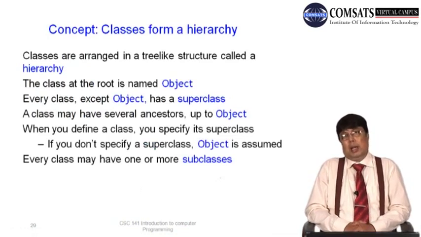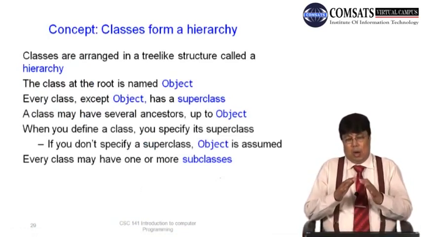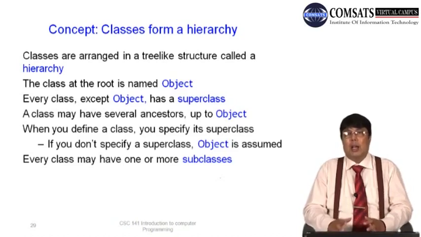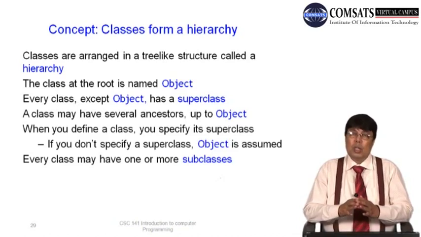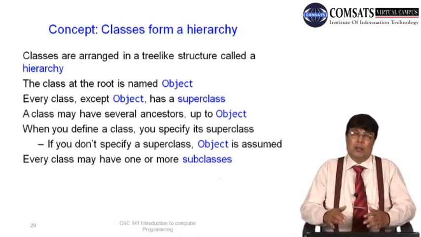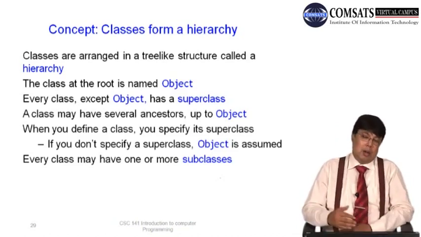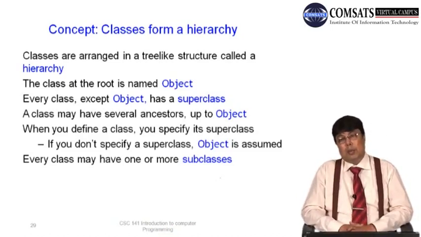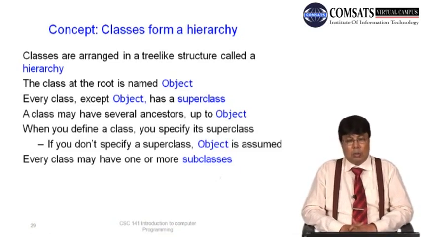Classes form a hierarchy. Hierarchy means order from top to bottom. It's a tree-like hierarchy. You can have one root, then a lower level, then another level. So this is basically the hierarchy. And classes provide you a hierarchical structure. So classes are arranged in a tree-like structure called hierarchy, and each class has got a root, which is the name of that particular object.